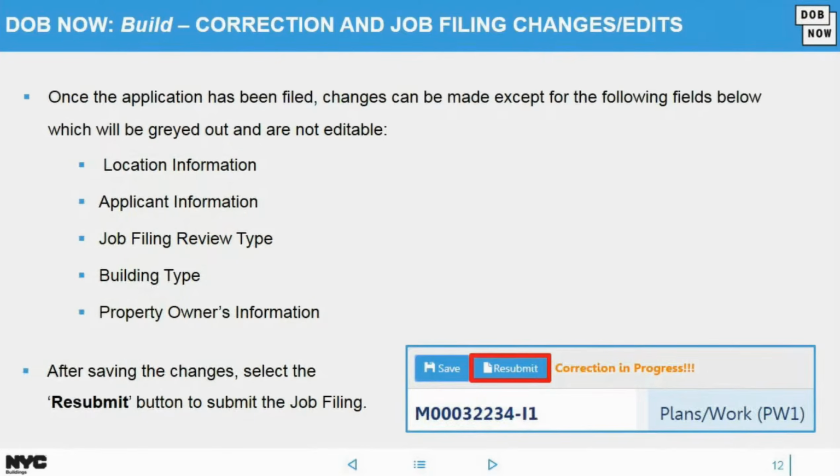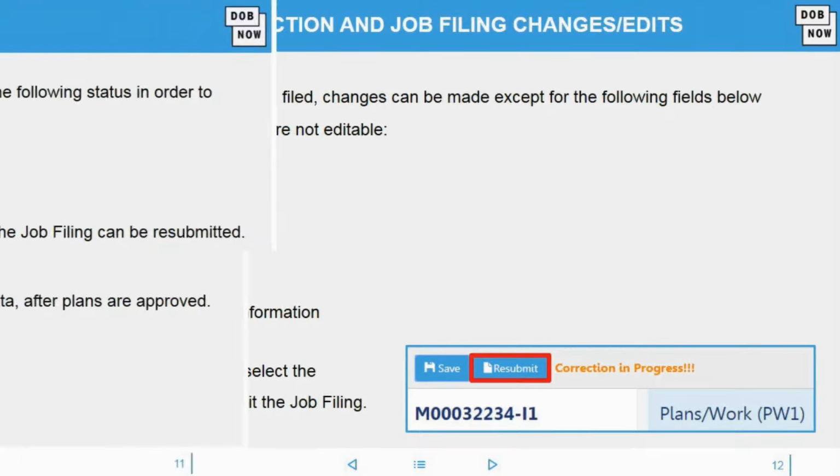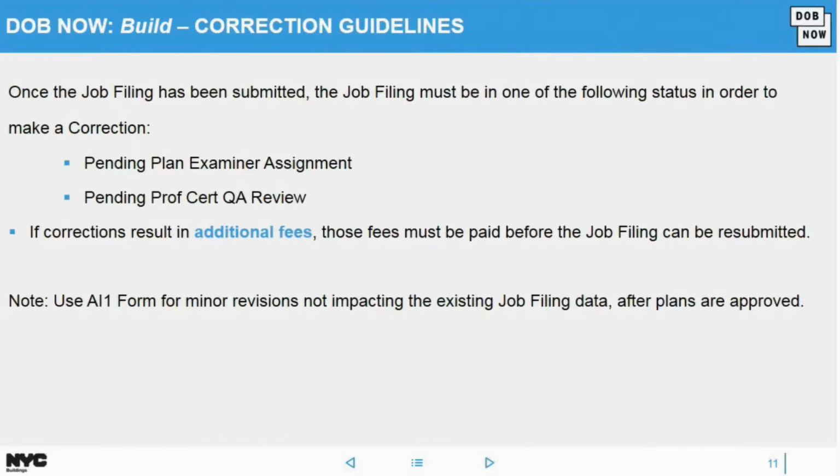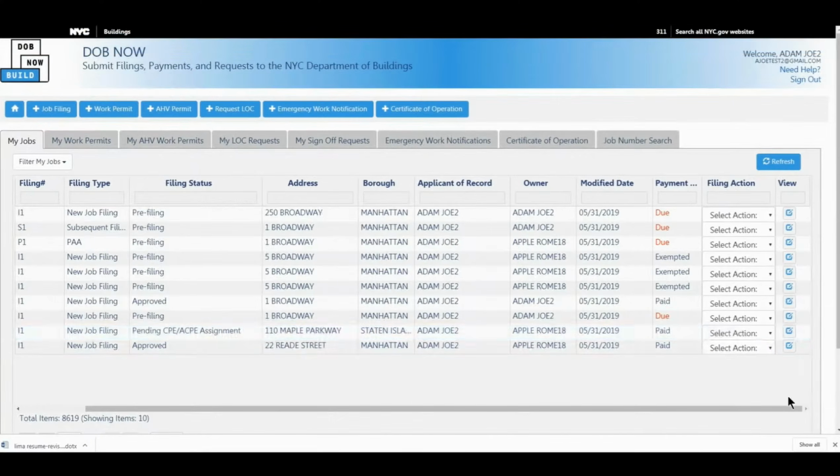Now, you have a short time frame to make a change based on the status. So before it's assigned to a plan examiner, you'd be able to make a change. So it must be in pending plan examiner assignment or pending pursuit QA review. Before it gets assigned, you have a quick time frame to make a change. So the system will tell you which fields are editable, and you would just see it will either be grayed out or it wouldn't allow you to.